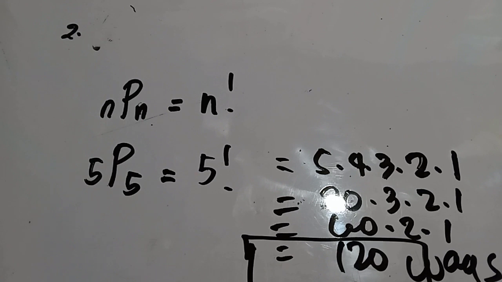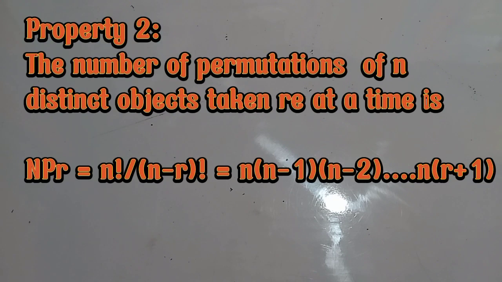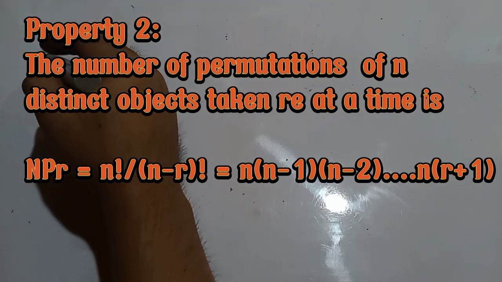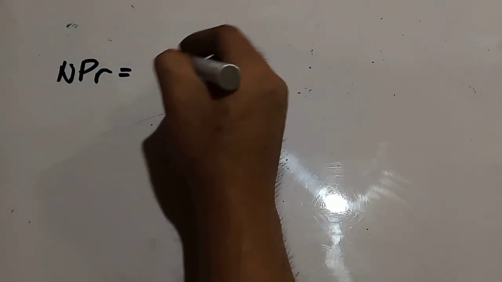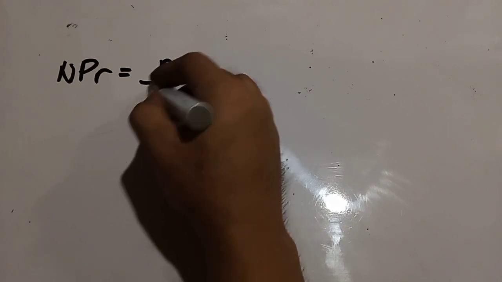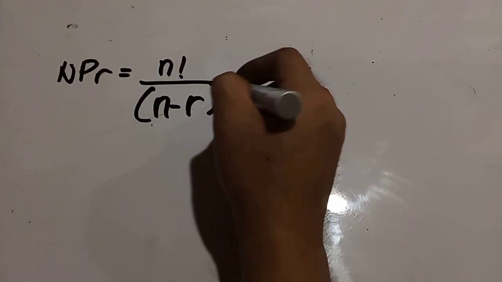I guess. Okay, do you have any question for property number 1? Okay, let's proceed to property number 2. So the number of permutation of n distinct object taken r at a time is nPr equal n permutation over n minus r. So ibig sabihin ito ang ating formula. So nPr equal n permutation over n minus r permutation.